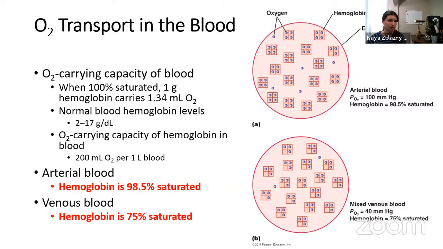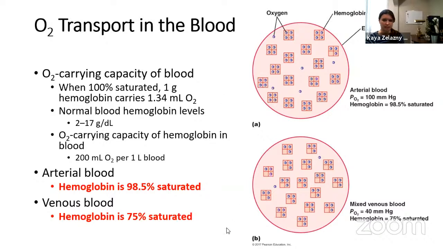Your normal blood hemoglobin levels are about 12 to 17 grams per deciliter, giving you 200 milliliters of oxygen per liter of blood. And you have about 5 liters of blood going through your system at any given time. Okay. So when we compare arterial blood to venous blood, we are going to see that we have different saturation of our hemoglobin, which makes sense, right? We think of arterial blood coming from the heart as our oxygenated blood, and our venous blood has already passed the tissues, so it's already unloaded some of its oxygen.